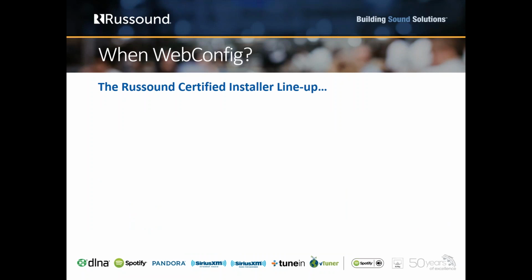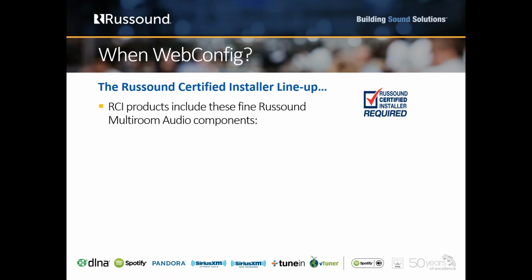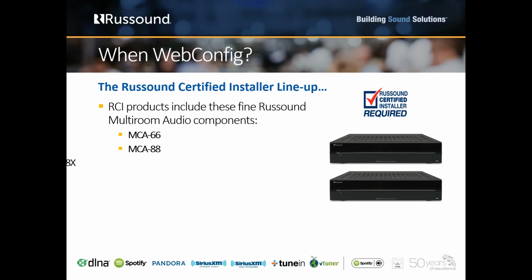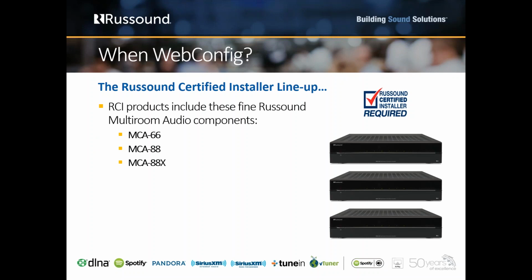Now, the Russound certified installer lineup includes these fine Russound multi-room audio components. The MCA66, this is a killer 6-zone, 6-source controller amplifier. Has all the right features, beautifully done. The MCA88, 8-source, 8-zone. And then you go to the 88X, which is the MCA88, but we add a streamer on board as a source, right on board. The X-Source. This guy right here, we are selling hundreds of these a month. These are all over the place out there. Everyone has realized now that this little streamer right here can turn any system into today's system very easily.